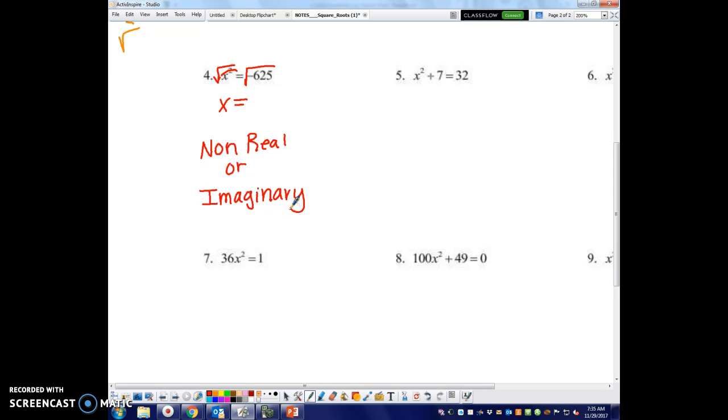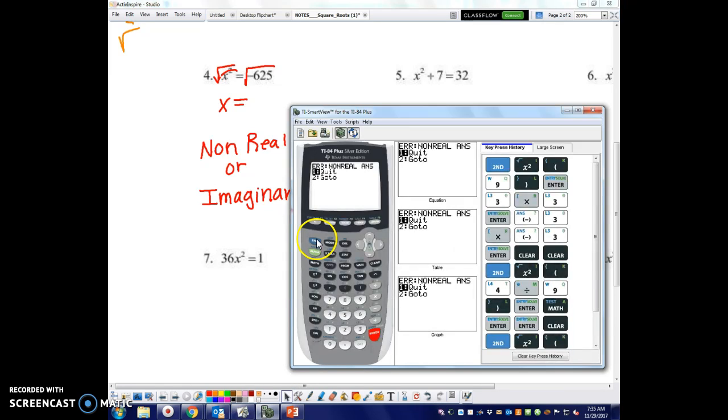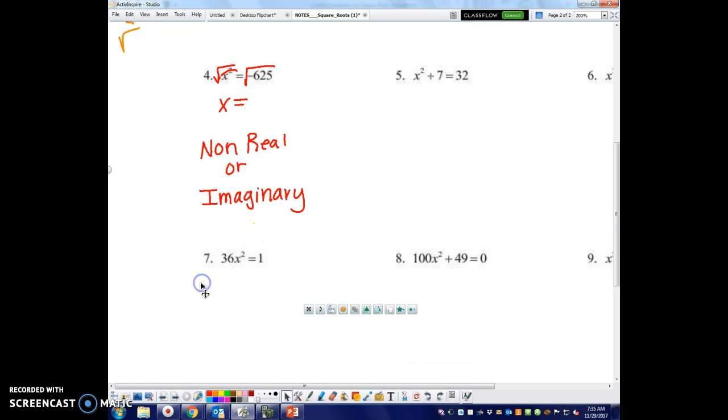You're not going to get into this yet, but the square root of 625 is what? Well, it's 25, right? So you would actually say 25i, but we're not in that yet. It's fun. Okay, so number 7.